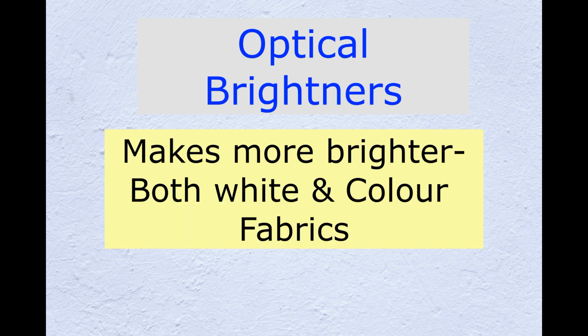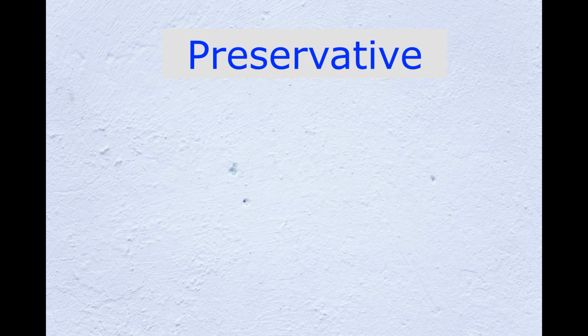Optical brighteners. It is being used in liquid detergents. They are making the fabrics, whether it is white fabric or colored fabric, whatever it is, much brighter. Example is Tinopal.